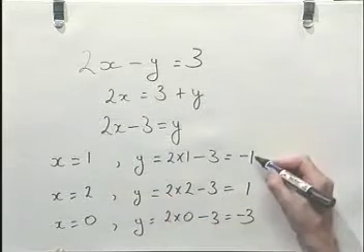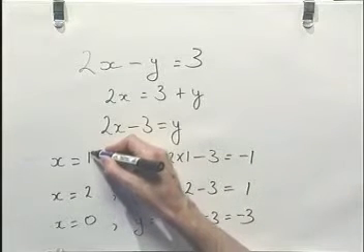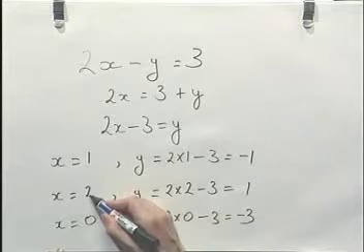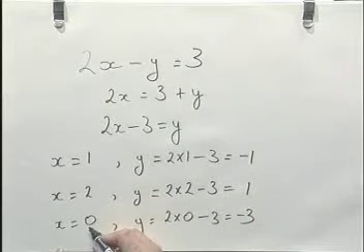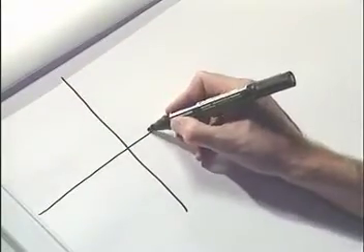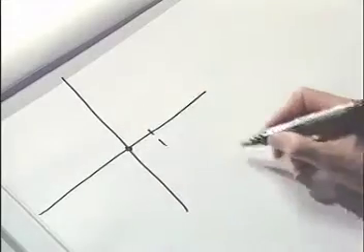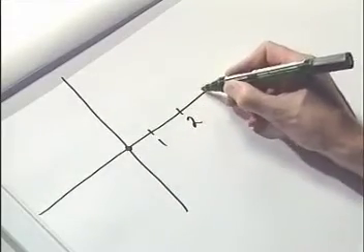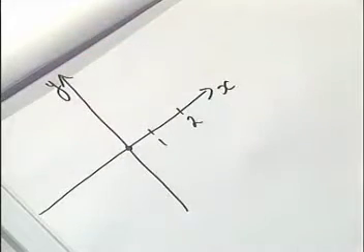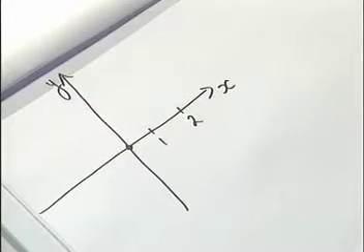I can plot these as points. So I can plot this as the point (1, minus 1). And I can plot this one on a graph as the point (2, 1). And this one on a graph as the point (0, minus 3). So let's just set that up. A pair of axes. Let's mark the values of x that we've been having a look at. So that was x on there and y there.